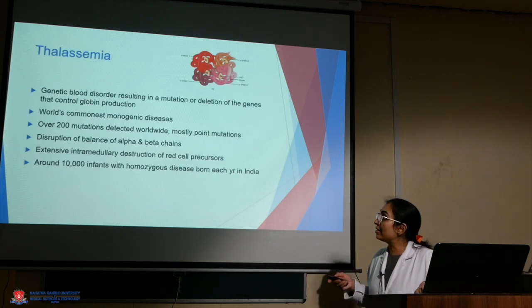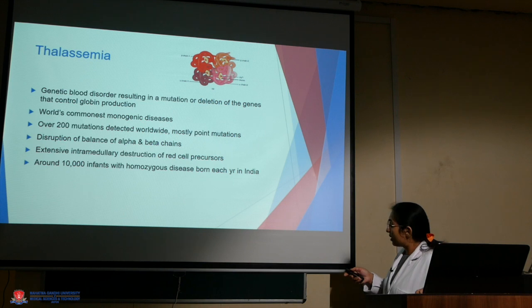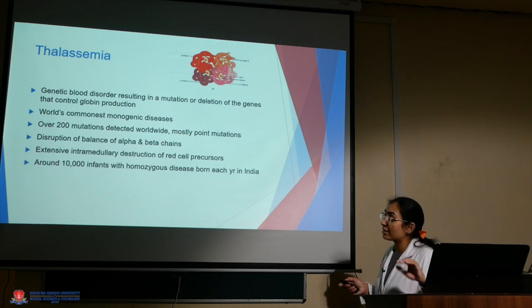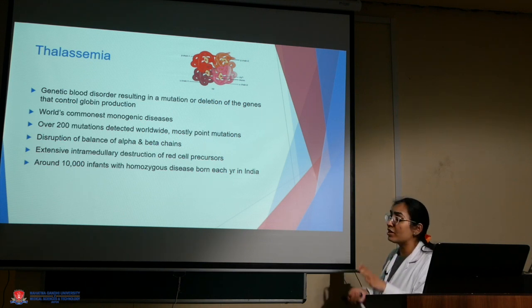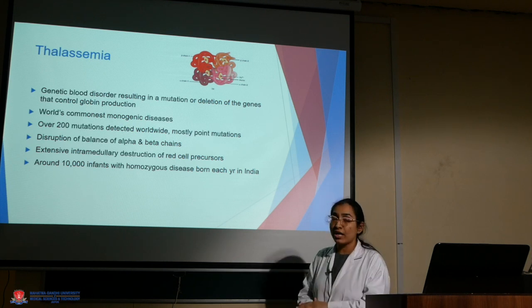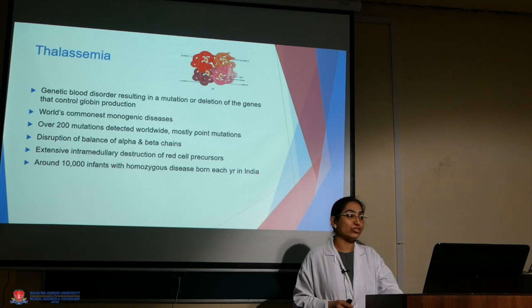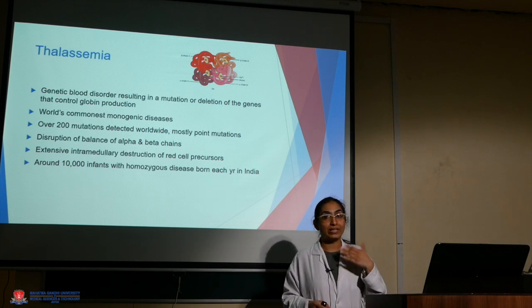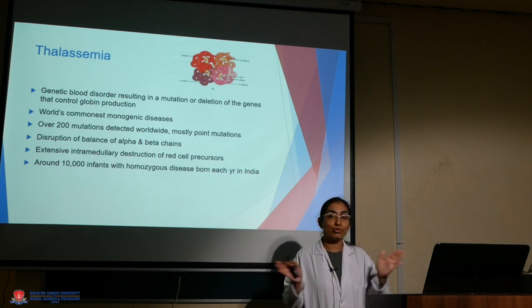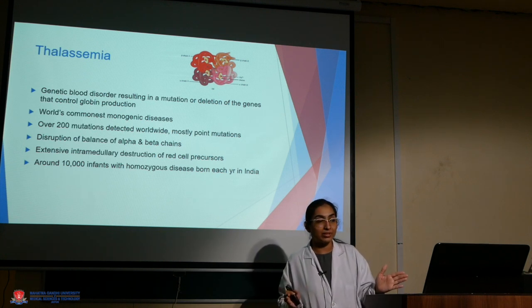So let us see what is thalassemia. These are genetic disorders resulting from mutation or deletion of the genes that control globin production. It is the world's most common monogenic disease and over 200 mutations are detected. Mostly these are point mutations. So there could be disruption of either alpha chains or beta chains. So we have two types of thalassemias, alpha thalassemias and beta thalassemias.